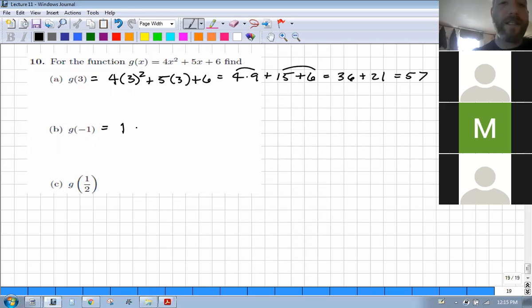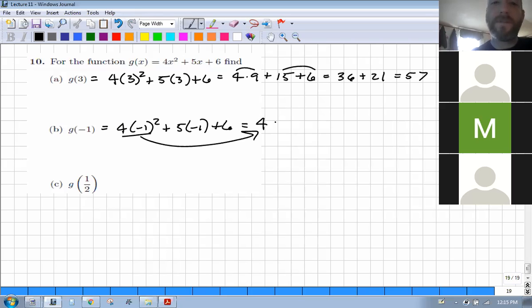Here I'm just replacing x with a -1. -1 squared is a +1. So 4 times 1 is just 4. And then 5 times a -1 is a -5. So 4 minus 11 is a -7.